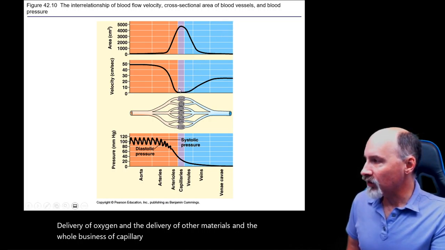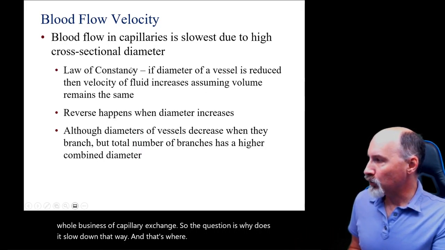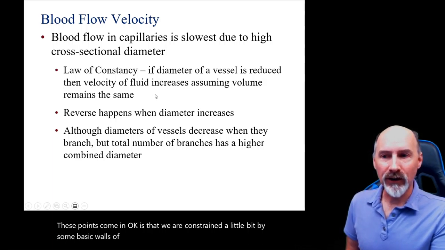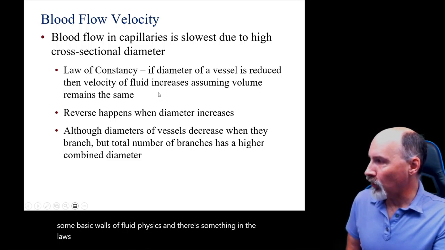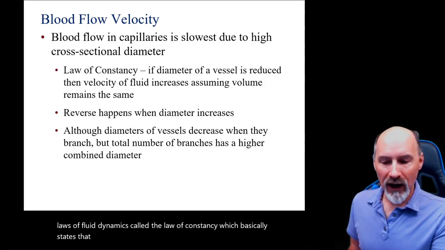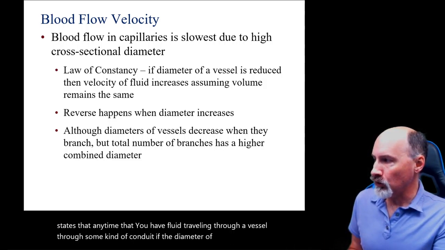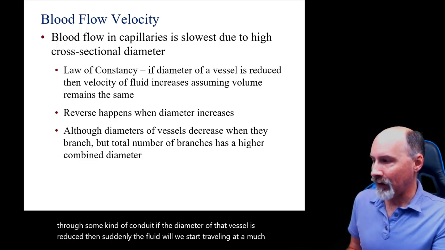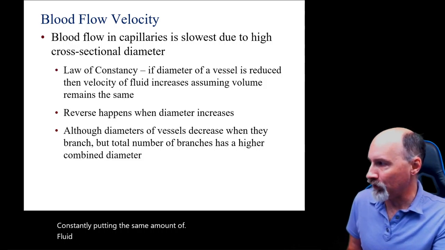All right. So the question is, why does it slow down that way? Well, that's where these points come in. We are constrained a little bit by some basic laws of fluid physics. There's something in the laws of fluid dynamics called the law of constancy, which basically states that any time you have fluid traveling through a vessel, through some kind of conduit, if the diameter of that vessel is reduced, then suddenly the fluid will start traveling at a much faster rate through it, assuming that we're constantly putting the same amount of fluid into the vessel at one time.